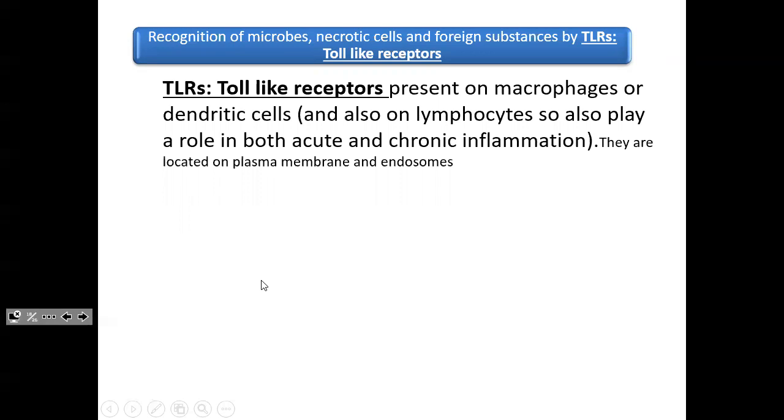I will still ask him to do it, but let's do it in a shorter way. So what are toll-like receptors?